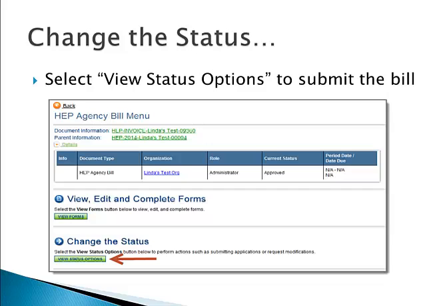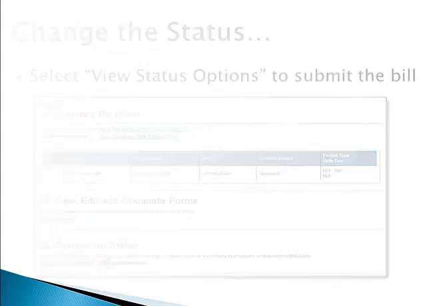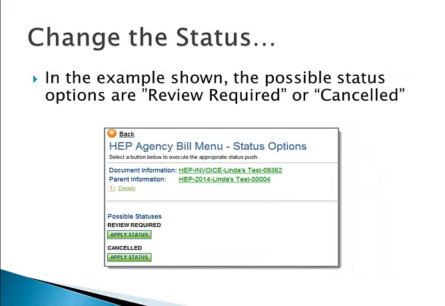So now we're ready to submit this bill. We want to apply a status, so we're going to go to the Change Status and select the green View Status options to submit the bill. So let's change the status. In the example shown here, the possible status options are Review Required or Canceled. And I believe if you select Canceled, that cannot be undone.